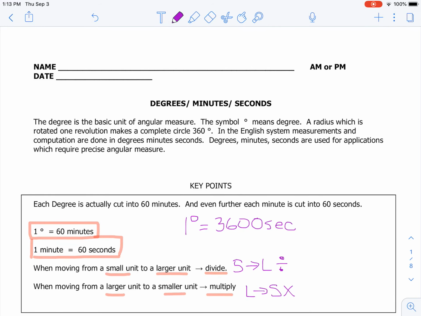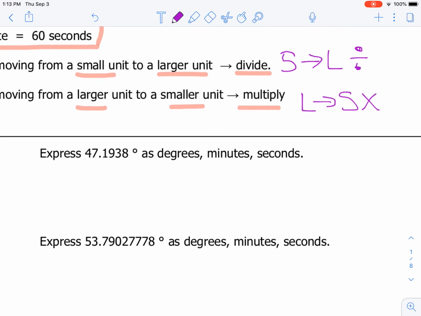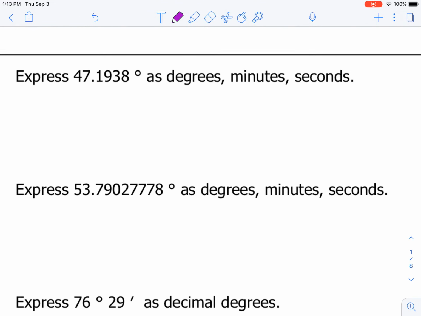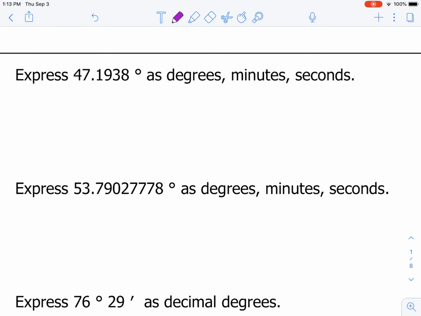All right, so we're going to do a couple examples here, and I'm going to try to zoom in the best I can. So here we have 47.1938, or 1,938 10,000ths of a degree, and we're trying to change this into degrees, minutes, and seconds. Minutes and seconds are smaller, so our whole process is going to be about multiplying by 60 because we're going from a large unit into a smaller one. And it's really just a process. Once you learn the process, then you'll be able to do them on your own.